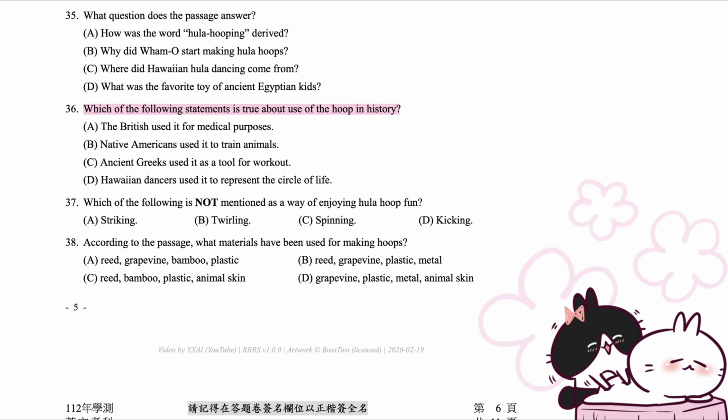36. Which of the following statements is true about use of the hoop in history? A. The British used it for medical purposes. B. Native Americans used it to train animals. C. Ancient Greeks used it as a tool for workout. D. Hawaiian dancers used it to represent the circle of life.